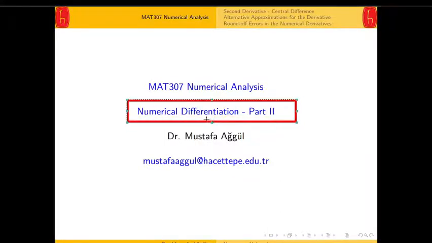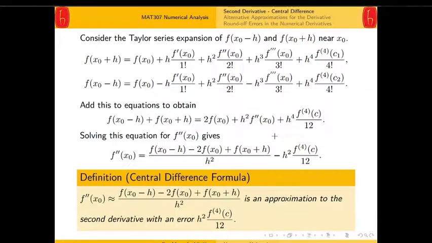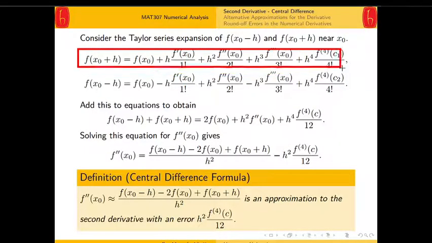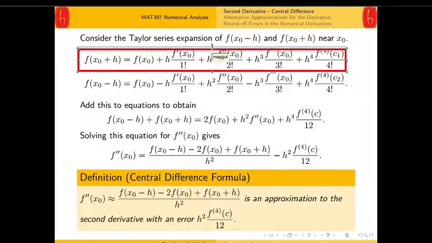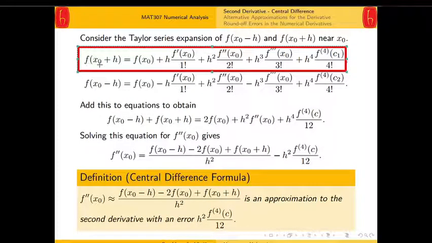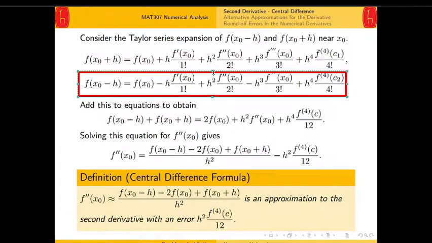In this lecture, we are going to continue our discussion on numerical differentiation. We will first start with an approximation to the second derivative of a function, namely the central difference. We consider the Taylor series expansion of f of x naught minus h and f of x naught plus h around x naught. When we do that, the first Taylor series approximation for f of x naught plus h will look like this, and for f of x naught minus h will be this one.